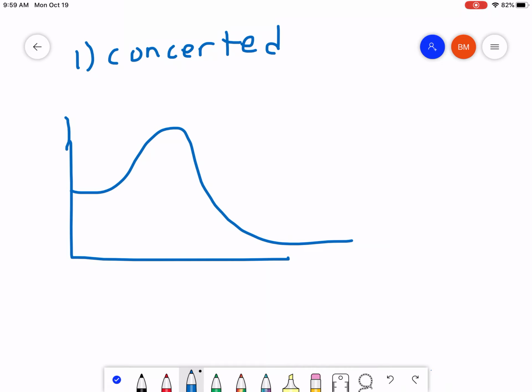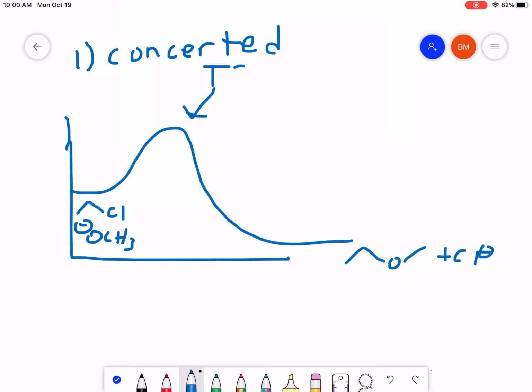For an SN2 reaction, typically, and I shouldn't really say typically because you will always see this, you're going to see one energy hump, one energy spike. That's because everything is concerted. At the very beginning of this reaction, you have your chloroethane, and you also have your nucleophile, which is OCH3 minus. At the end of the reaction, you have your product, and you'd also have your byproduct. And here, that's where you have your transition state.